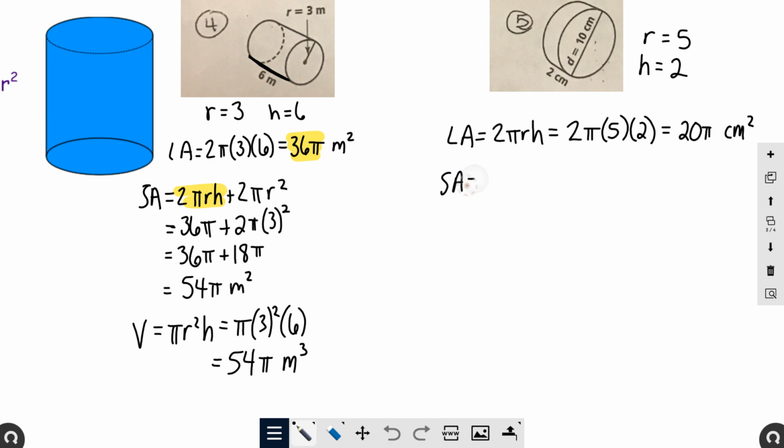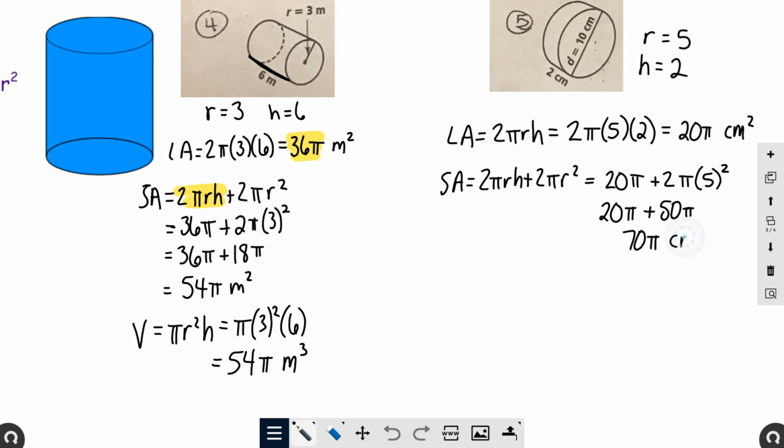Mine does too sometimes. Surface area, 2 pi rh plus 2 pi r squared. We already know the first part is 20 pi. So we just really need to do the 2 pi r squared. 5 squared is 25, times 2. So we got a 20 pi and a 50 pi. 70 pi.